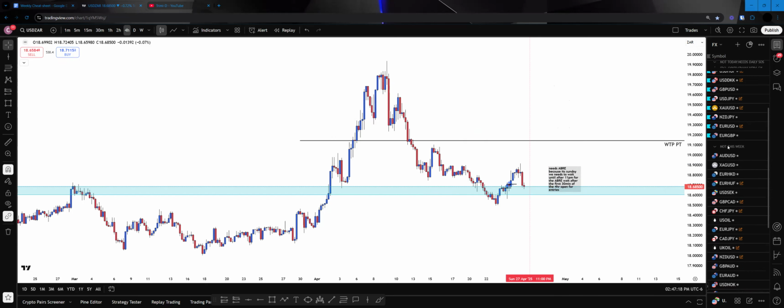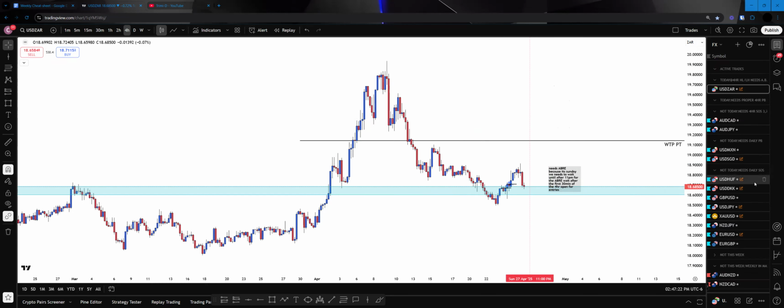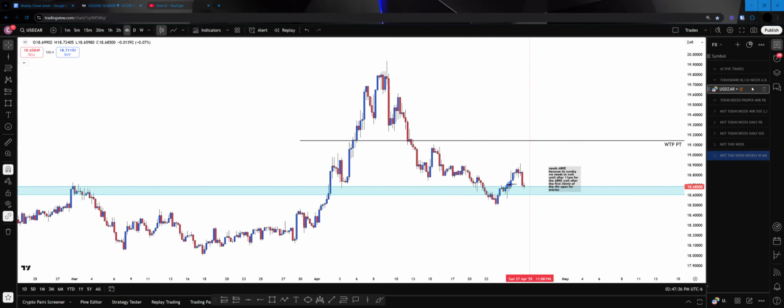And now they're all clean and we have all these that we're not interested in this week, so we're gonna collapse these. These need a daily shift of structure, so they might happen this week. And then these need a proper pullback, so this might shift later on this week. And then these need a 4 hour shift of structure. These might shift midweek.